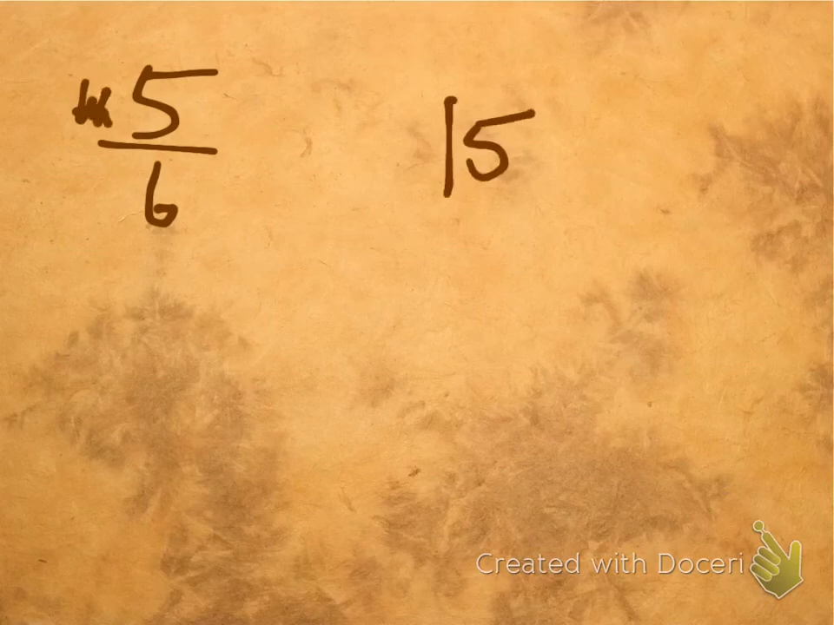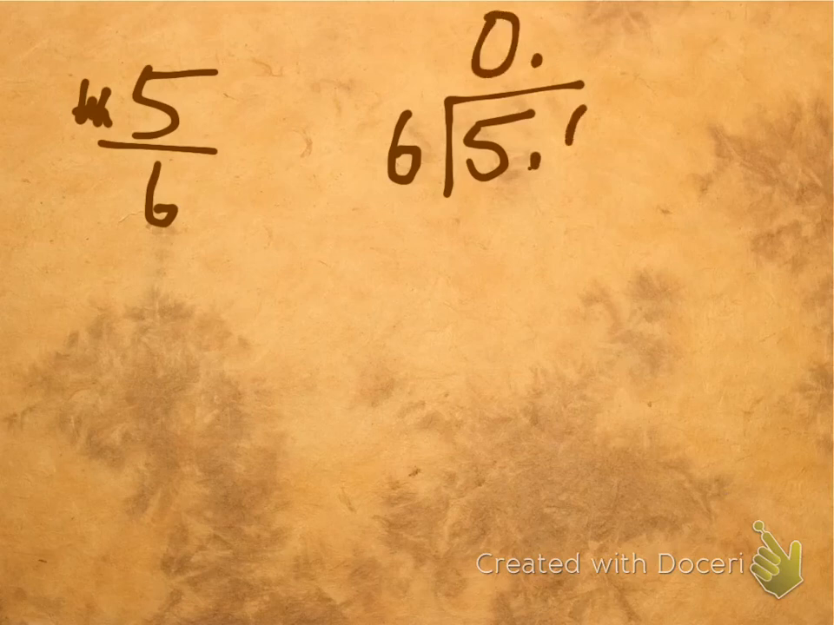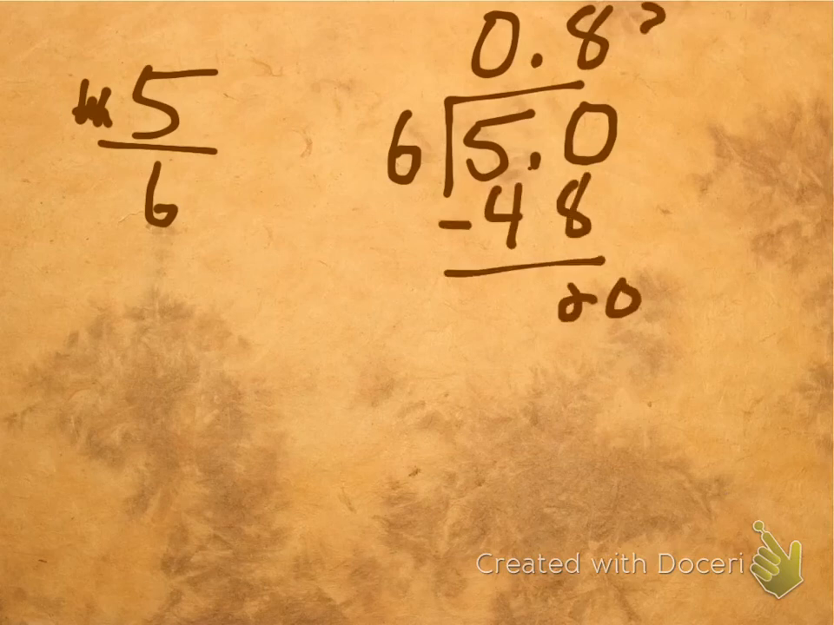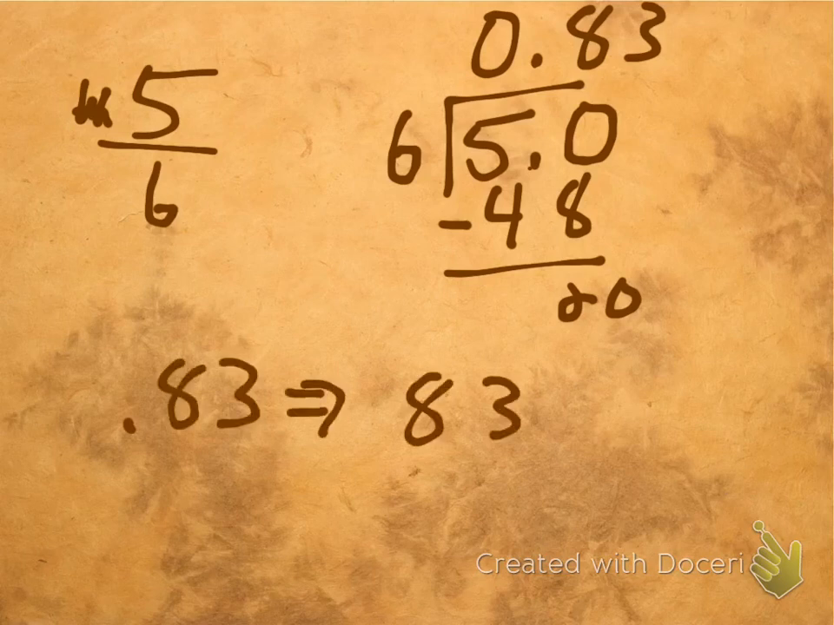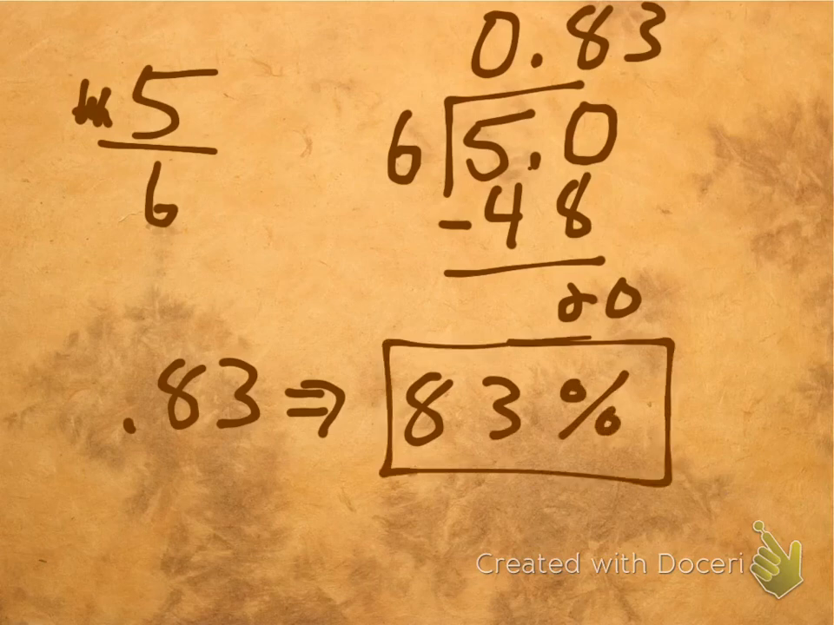Top number goes inside, bottom number goes outside. Alright, we're going to solve this to 2 decimal places. 6 doesn't go into 5. It goes into 50 8 times. It goes into 20 3 times. Now it would continue going, but we're just going to stop here because this is going to give us a prettier percent. 0.83 becomes what percent? 83%. Alright, so my bank account, which went from a whopping $120 to $20, reduced by 83%.